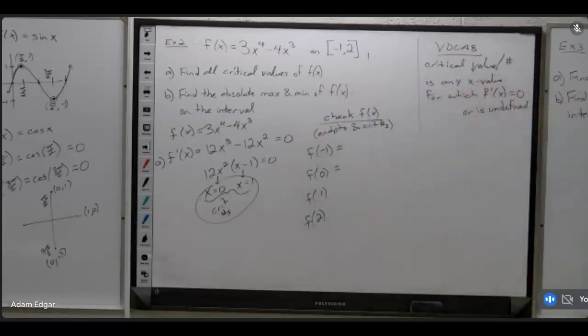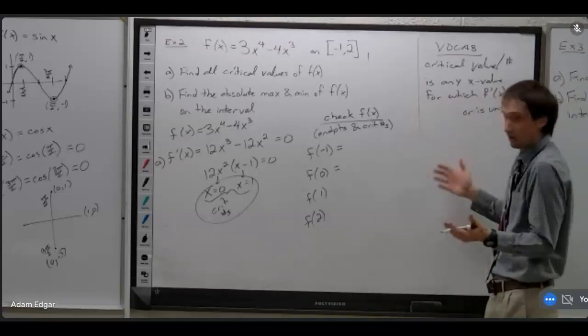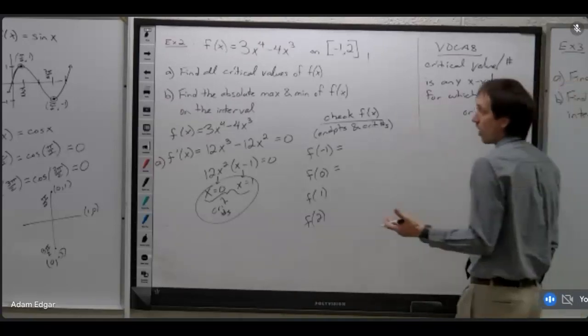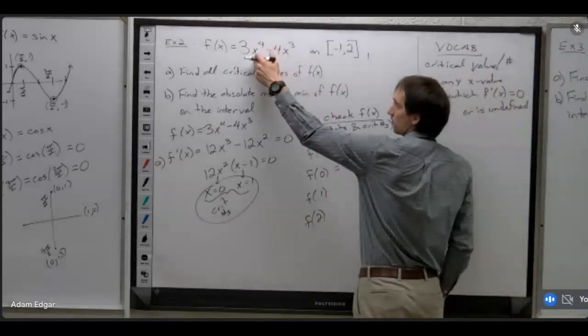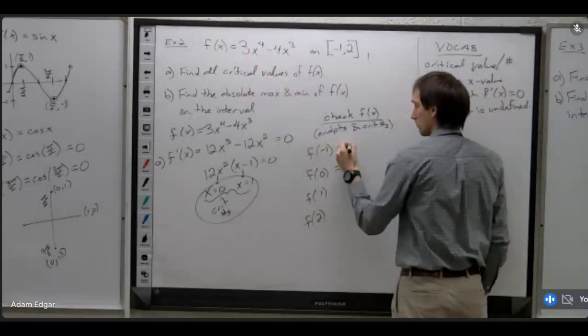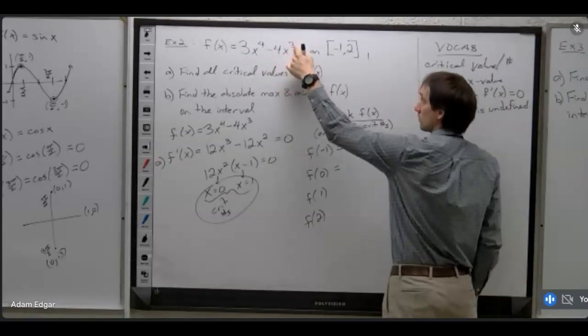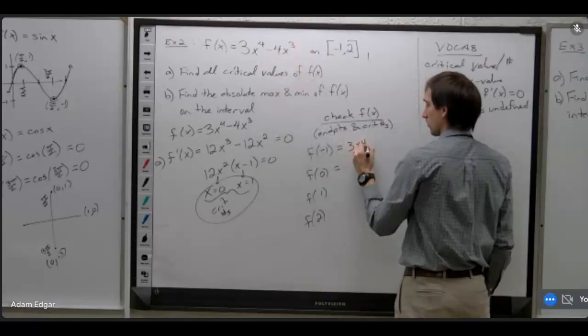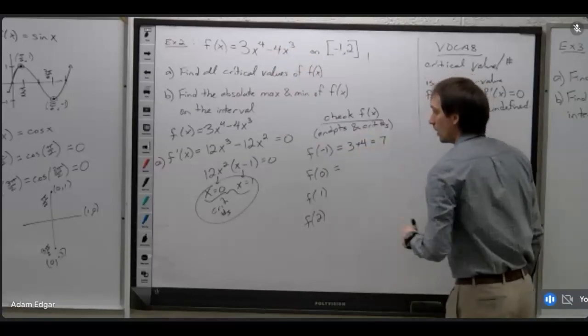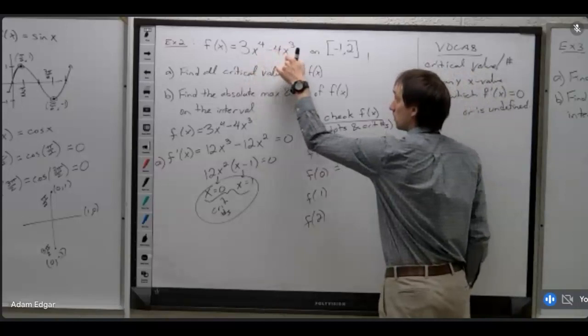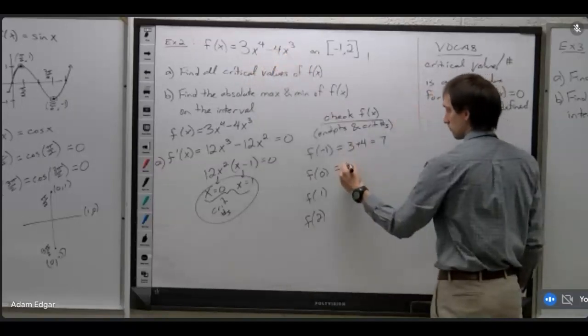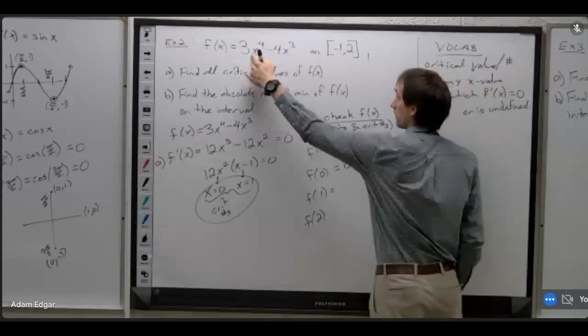So you go back into the function and see what happens when I plug in -1. Then you do it again for 0, plug in 0 and see what you get for y, and so on. And then it's just, all right, compare. When we plug in -1, what's -1 to the 4th times 3? What's -1 cubed times -4? 3 plus 4 is 7. You plug in 0. What do you get? You plug in 1. What do you get?